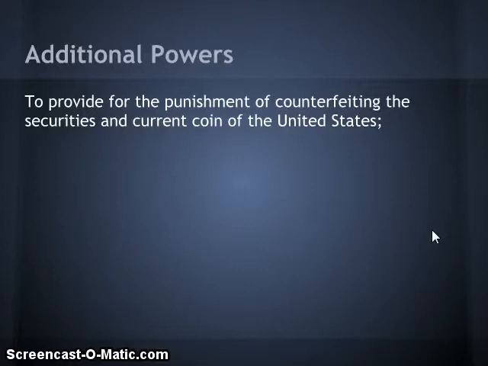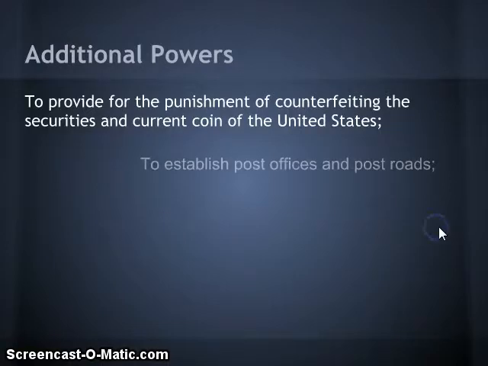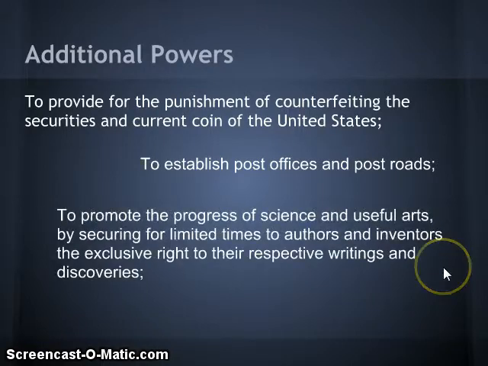To provide for the punishment of counterfeiting the securities and current coin of the United States, to establish post offices and post roads, to promote the progress of science and useful arts by securing for limited times to authors and inventors the exclusive right to their respective writings and discoveries. This is copyright law, so this is why you can't download someone's song without paying for it. Right here in the Constitution, under the constitutional powers, authors and inventors of things have the right to it, and you have to pay them for their stuff.